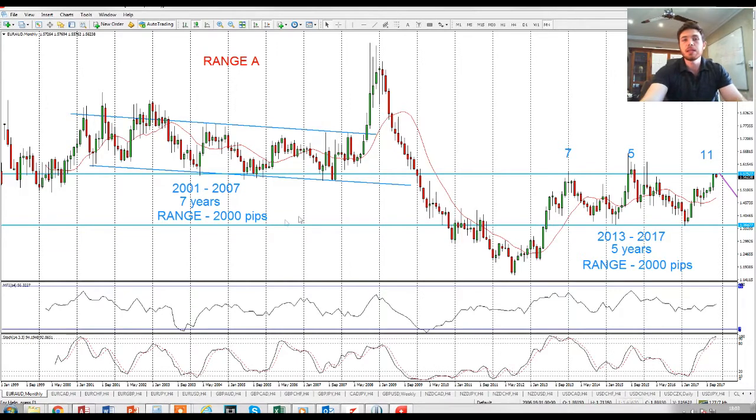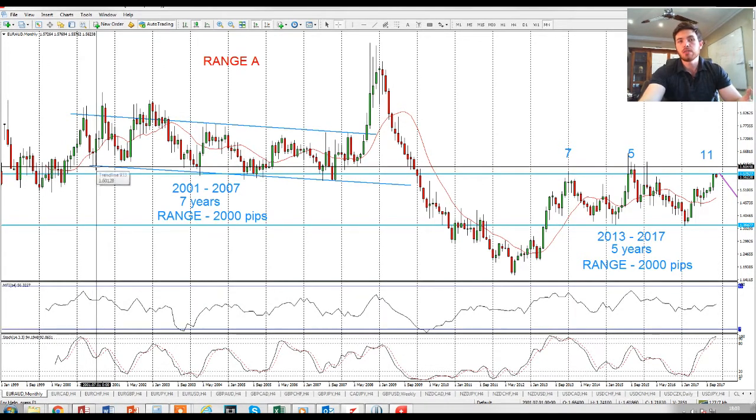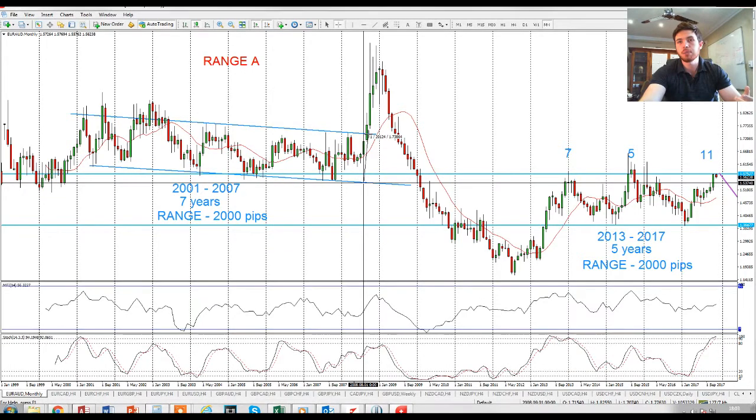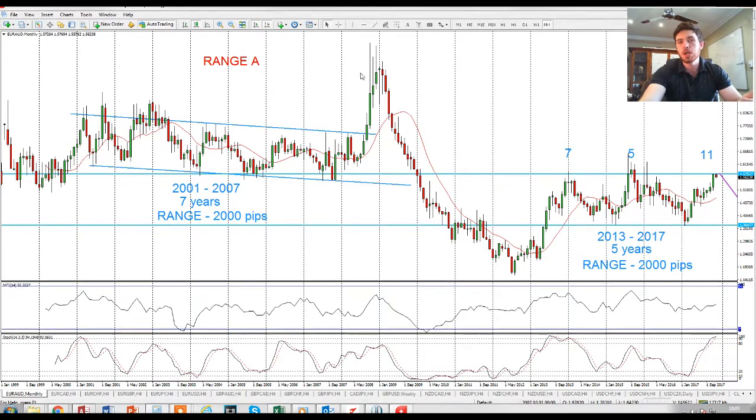So as you can see, this range, the initial range, range A, is 7 years long, and the range averages 2,000 pips from top to bottom. So if I have a look here, that's about 2,100 pips, and I have a look right at the bottom here, that's just on 2,000 pips. So price movement over a 7-year period moves within a 2,000 pip range.